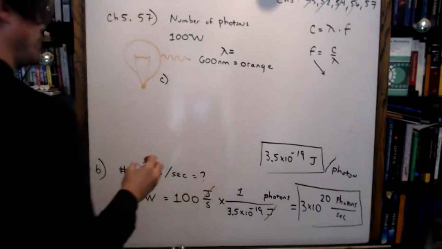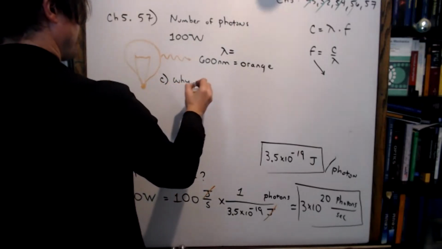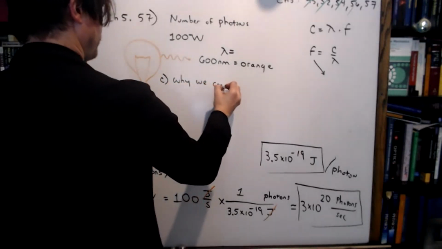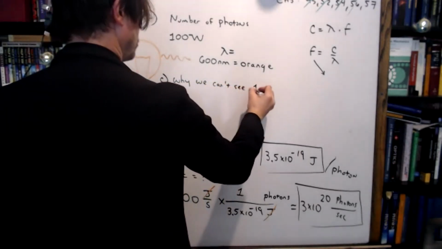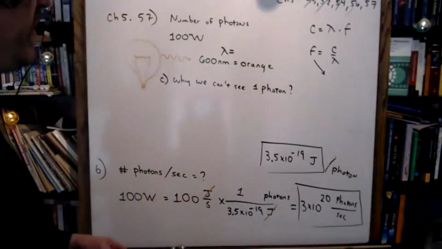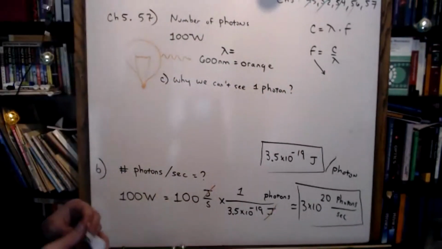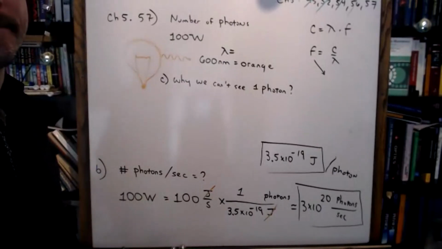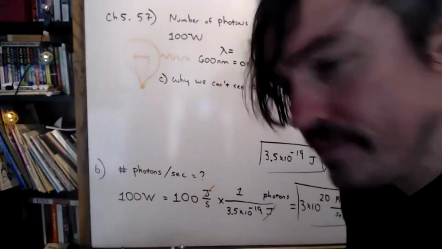All right. Based on your answer to part B, explain why we don't notice the particle nature of light in our everyday lives. Another way to state the question is, why can't we see one photon? Because it's really hard to differentiate the tiny one photon from all of the other ones that you see all the time.